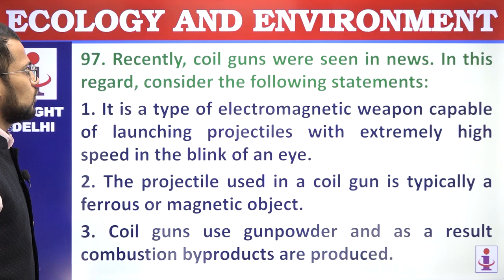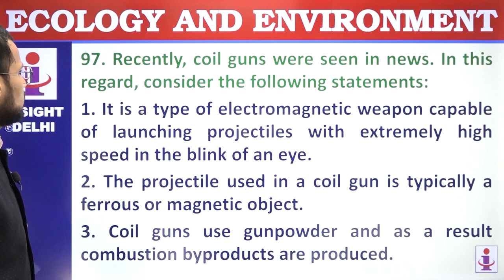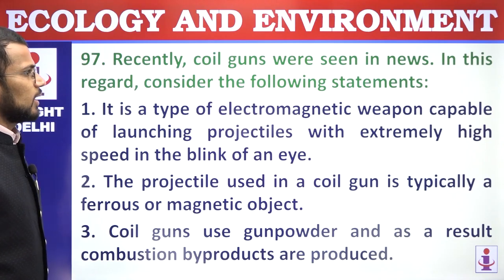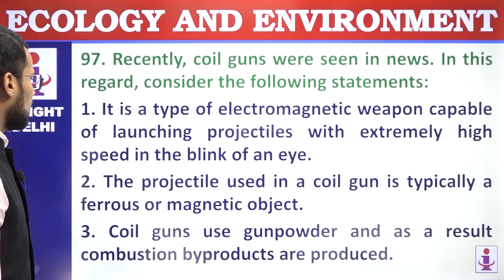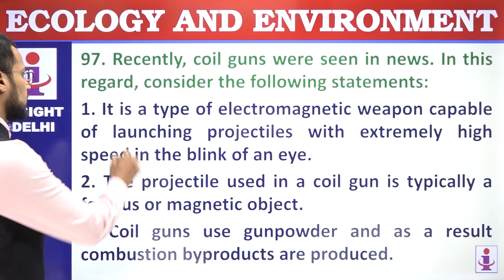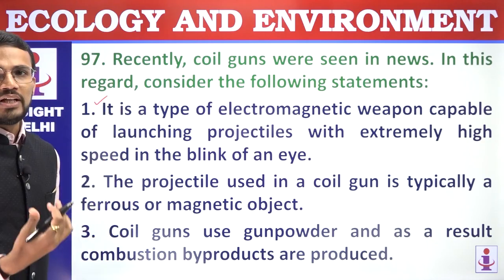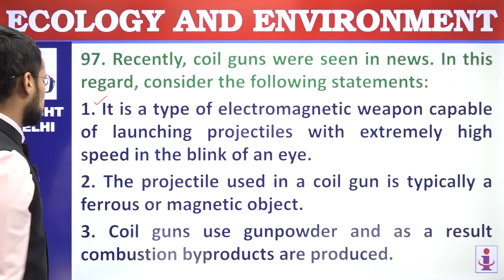97. Recently, coil guns were seen in use. In this regard, consider the following statements. First, it is a type of electromagnetic weapon capable of launching projectiles with extremely high speed in the blink of an eye, right? And that's why they are called coil guns, right? So first statement is correct.